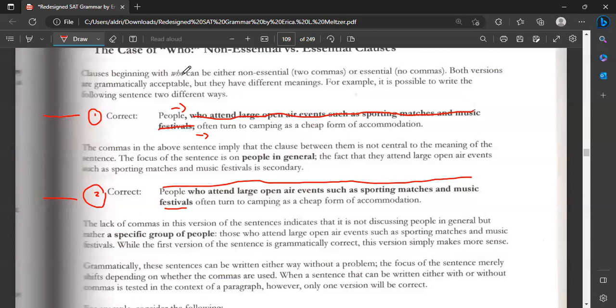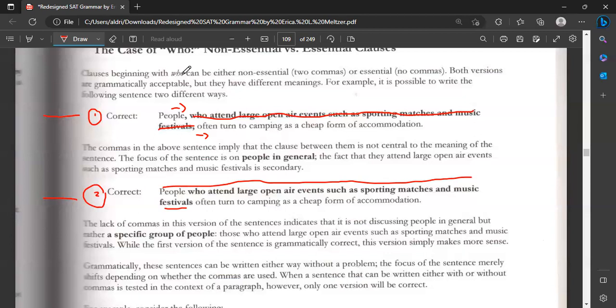But to answer your question, how would we know? Well, just like you said, there are no commas. So it just means that in this case, it's not non-essential. The part in bold is very much essential. Why? Because it's trying to show you that we're looking at these people. So it's actually very, very essential, whereas in the first one, we know it's not essential because of the commas.